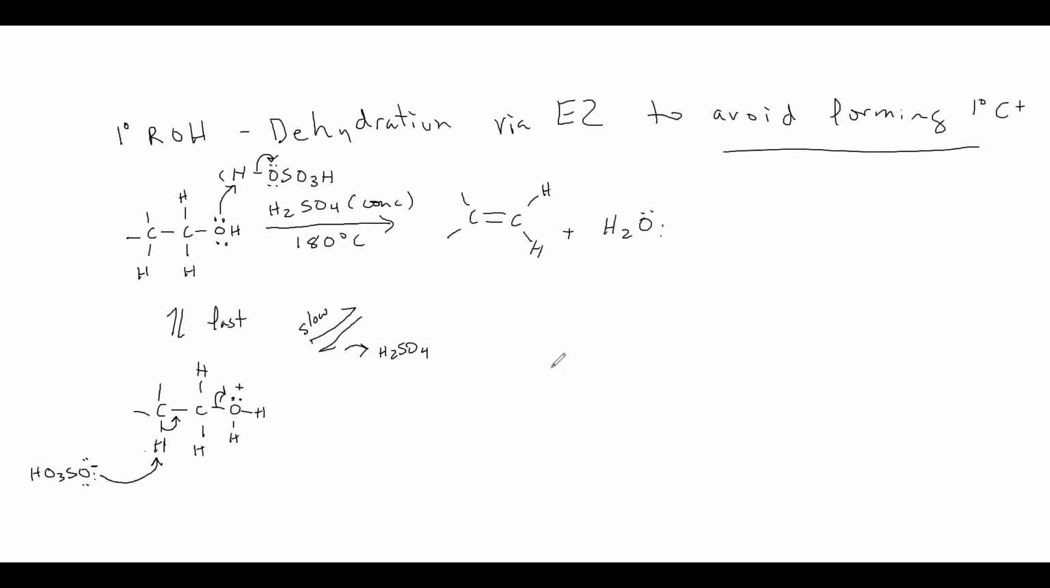Are there any questions on how we did the dehydration via E1 on our tertiary alcohol, or how we do the dehydration via E2 here on a primary alcohol before we tackle rearrangements? No questions? All right.